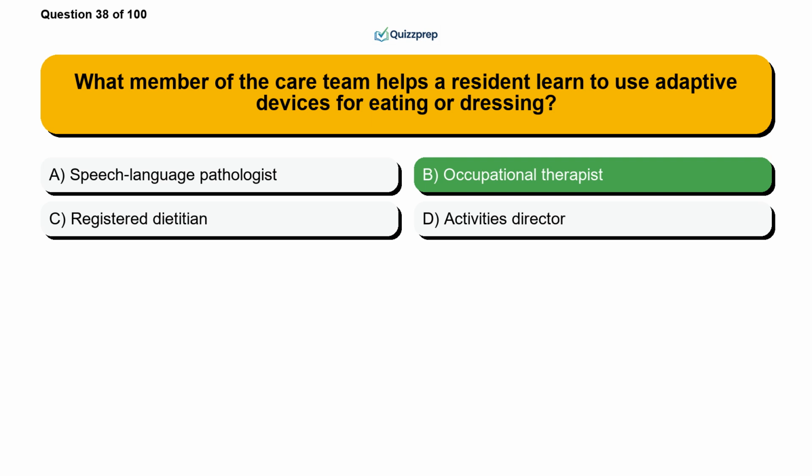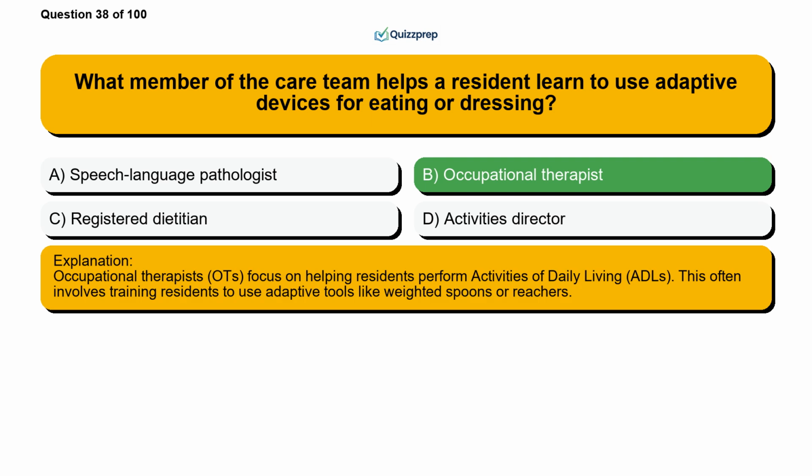Occupational therapist. Occupational therapists, OTs, focus on helping residents perform activities of daily living, ADLs. This often involves training residents to use adaptive tools like weighted spoons or reachers.